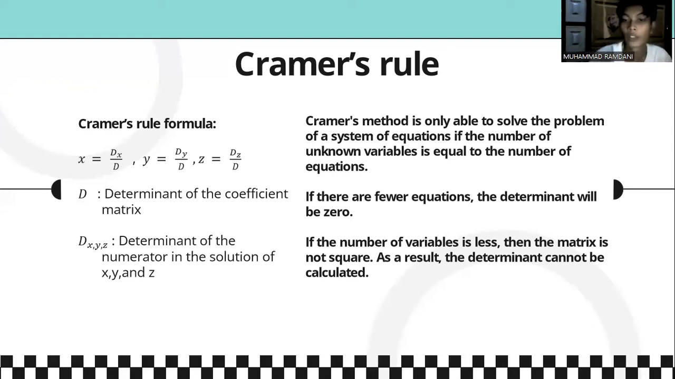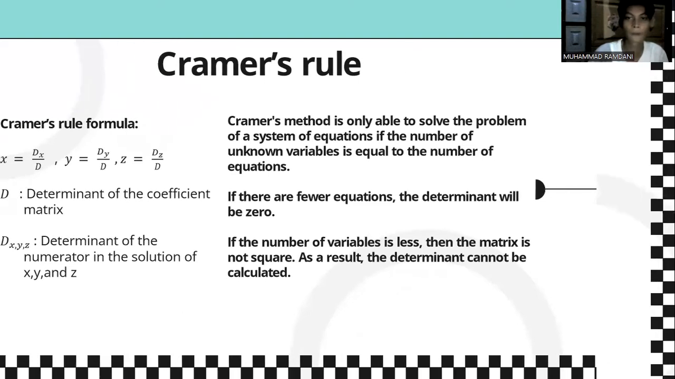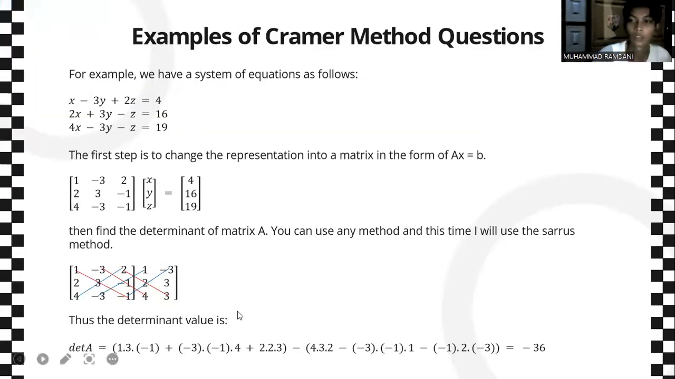And also, if there are fewer equations, the determinant will be 0. As we know, when we calculate the determinant of the matrix, the result cannot be equal to 0, okay? And then if the number of variables is less, then the matrix is not square. As a result, the determinant cannot be calculated. Okay, now we can directly jump into the questions.